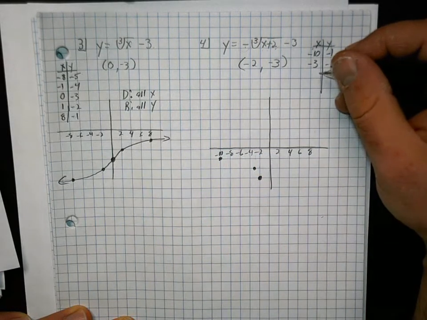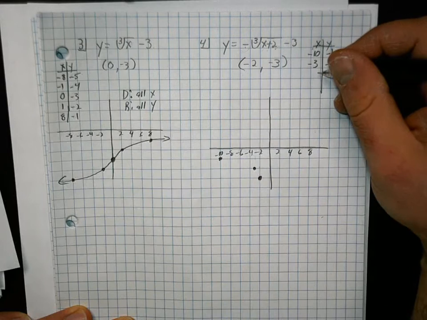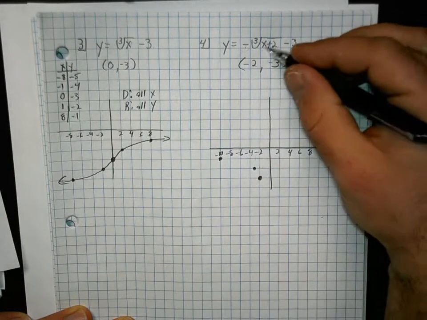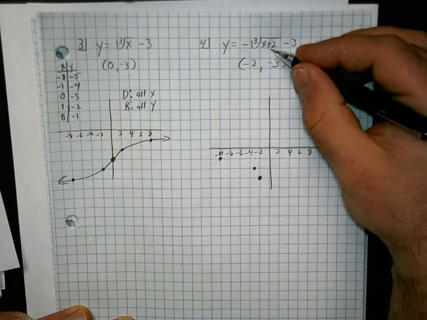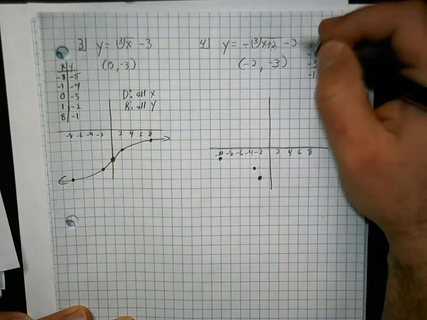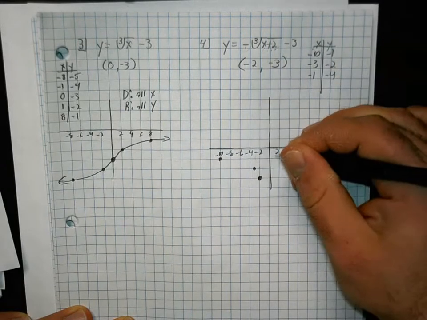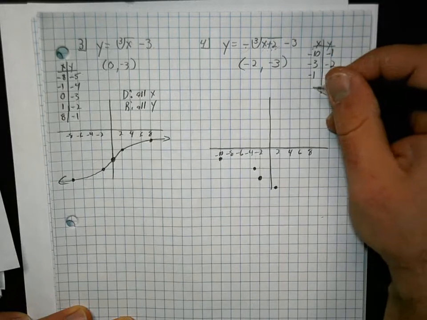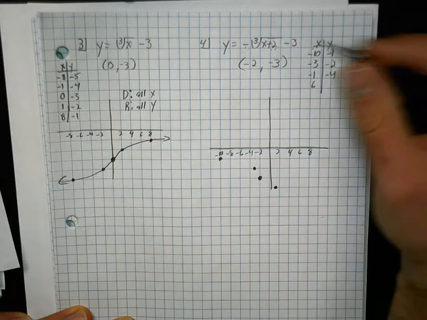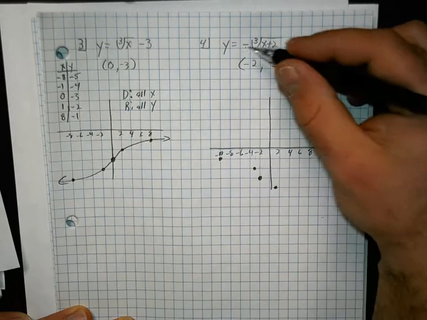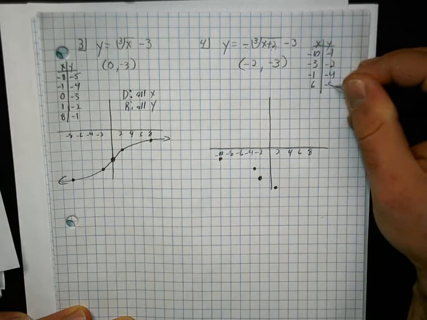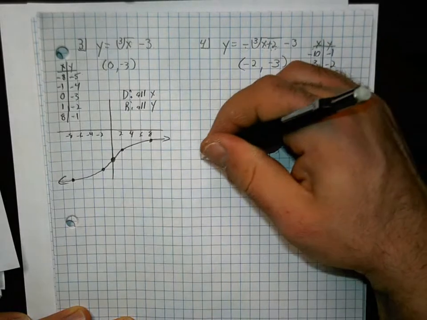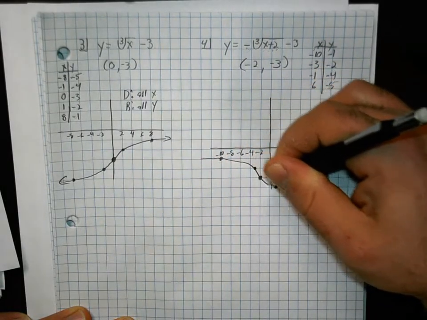Then we'll try negative 1. Because negative 1 plus 2 is 1. Cube root of 1 is 1. Times this is negative 1. Minus 3 is negative 4. Be right here. And then finally would be 6. Because 6 plus 2 is 8. Cube root of 8 is 2. Gives me negative 2 minus 3 is negative 5. So this graph's going to look something like this.